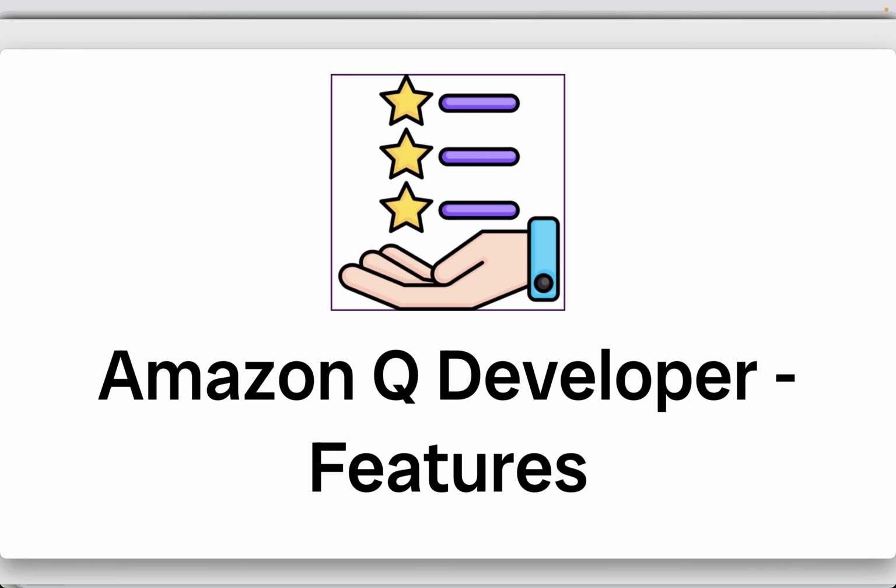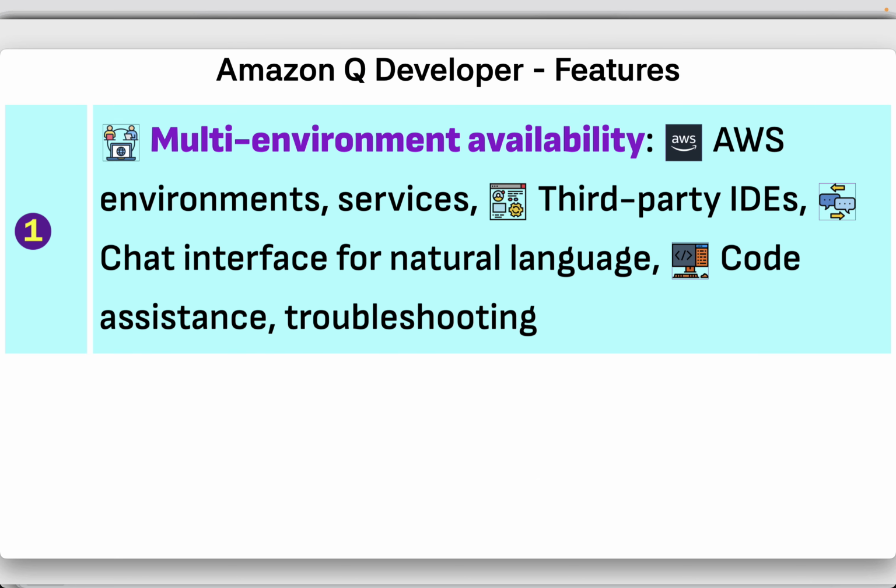So next I will cover Amazon Q Developer's features. So first one is multi-environment availability. Amazon Q Developer is available across AWS environments, services, and third-party IDEs, featuring a chat interface for natural language interactions about AWS, code assistance, resource exploration, and troubleshooting.